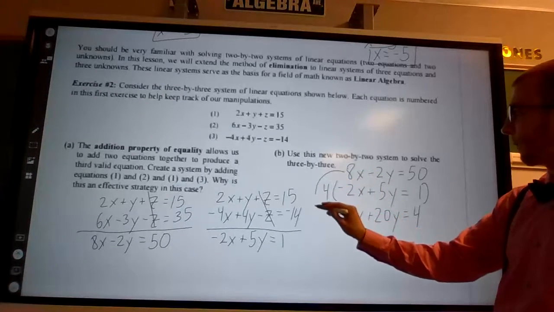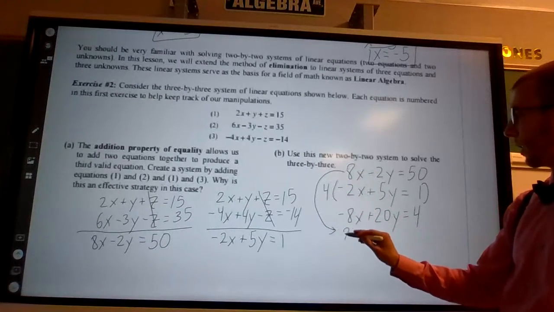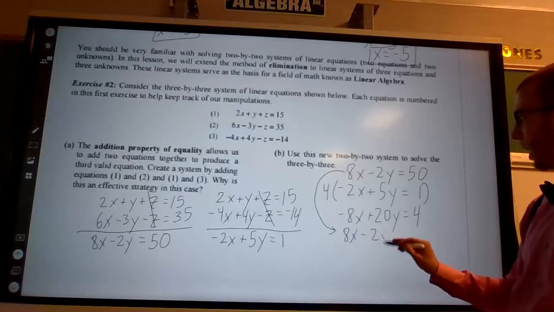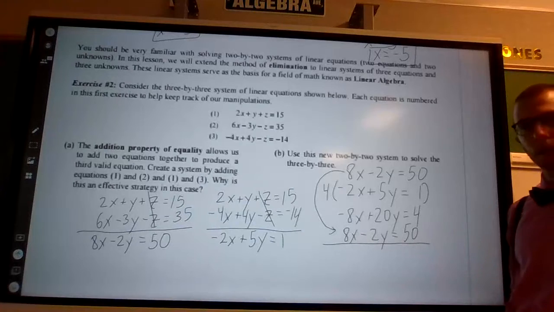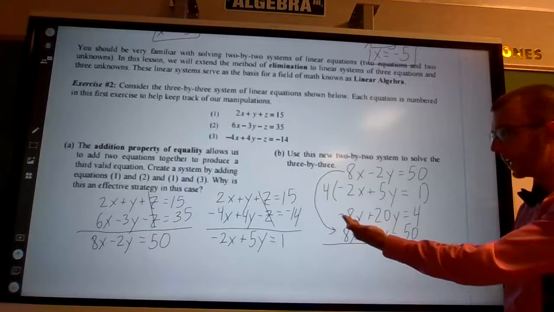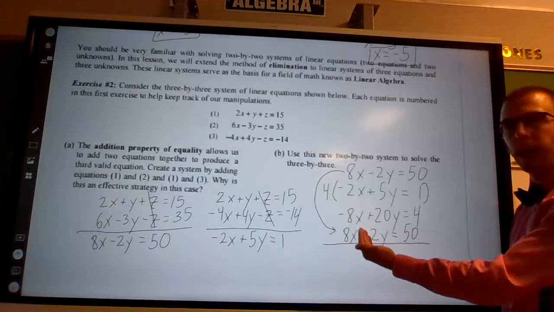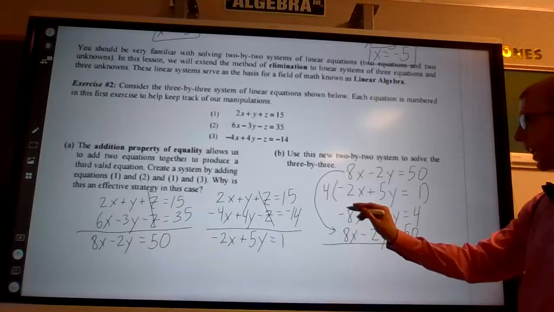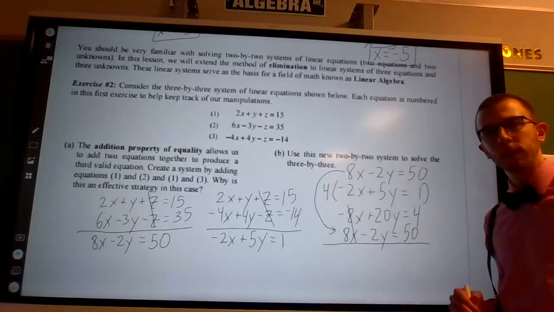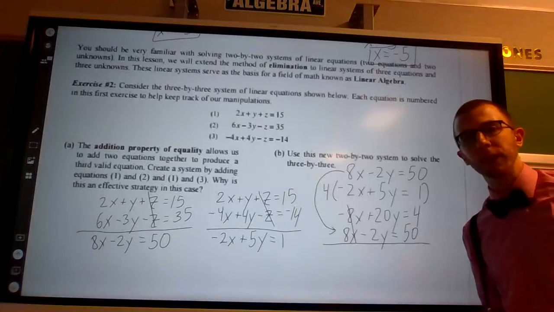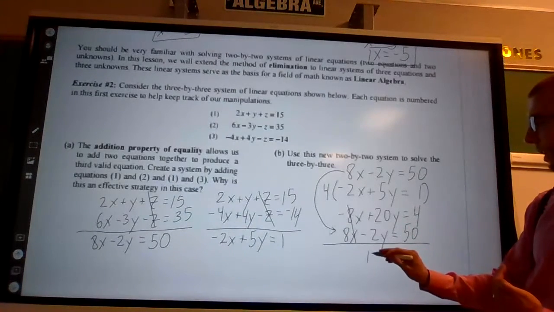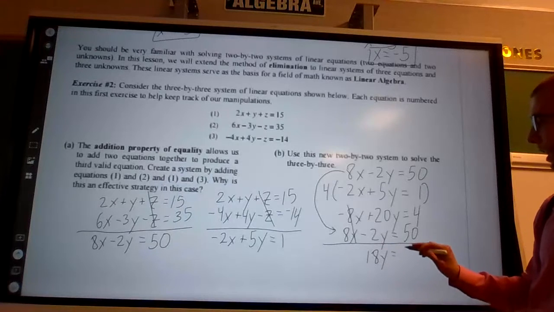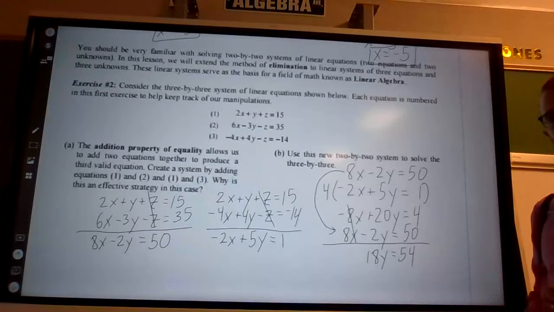Now I'll rewrite the first one underneath. 8x minus 2y equals 50. And looky there, negative 8x plus 8x. Okay, when we add those together, the x terms eliminate each other. That's exactly what we wanted, because now that just leaves us here with 18y equals 54.